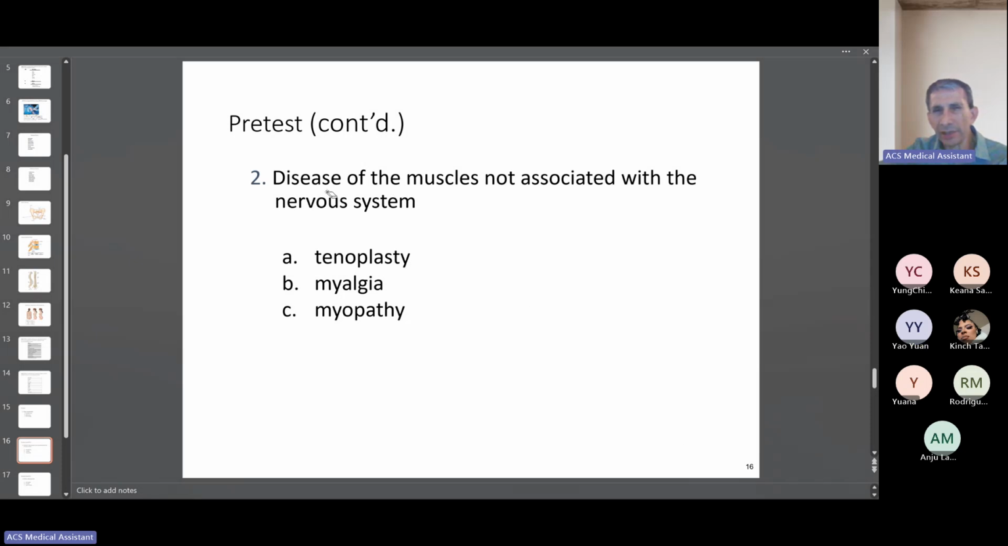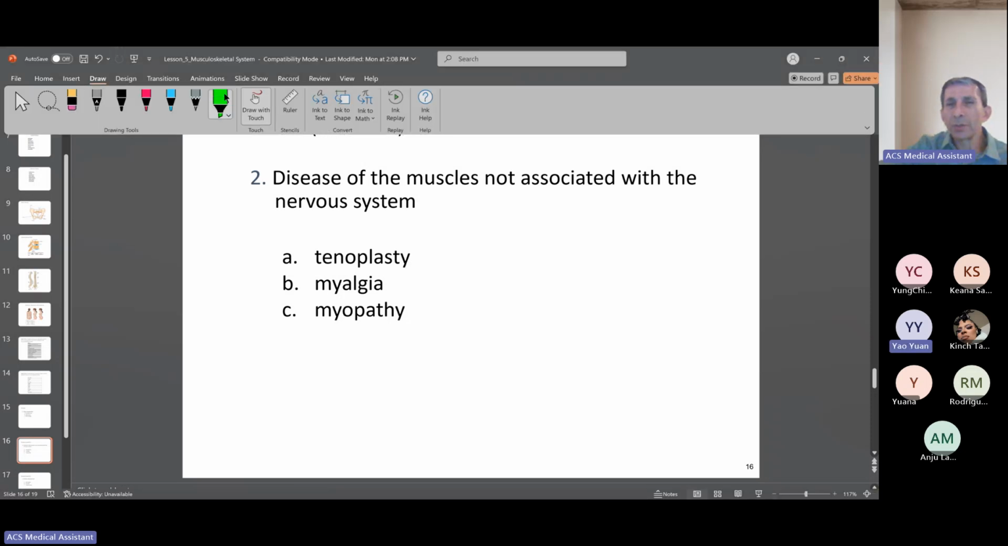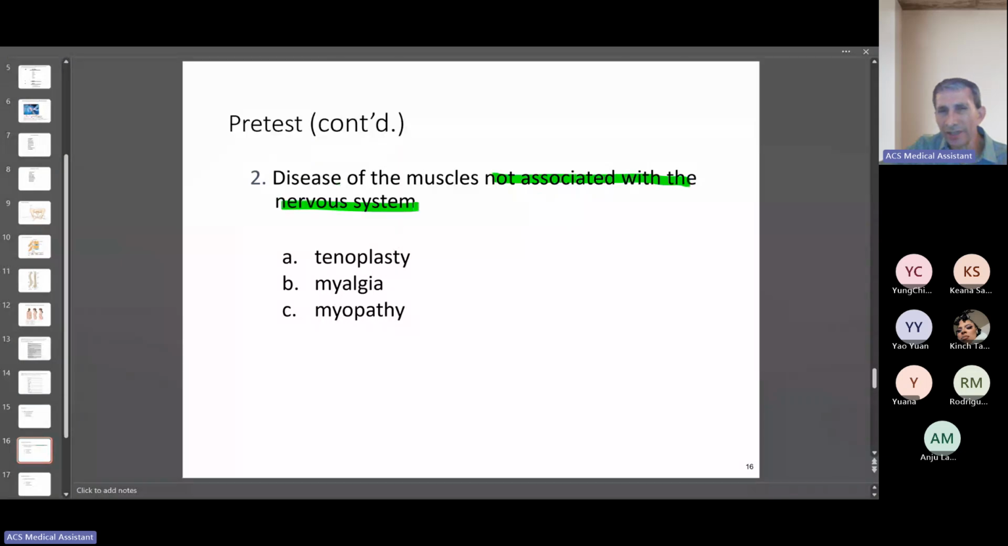Okay, so it says right here, disease of the muscles not related to the nervous system. Don't worry about all this wording, because what we worry about is, oh, not associated with the nervous system. Who cares about that? This says disease of the muscle. This is all I have to understand. Plastic, that's surgical repair. Algia, that is pain. Pathy, oh, disease. Disease. And myo means muscle. Disease of the muscle.